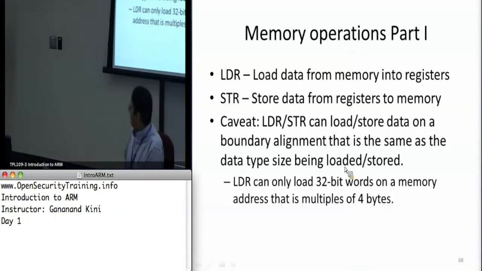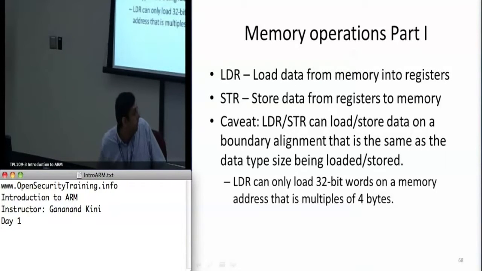One of the caveats that I found from the manual was that load and store can only load and store data on the boundary alignment that is the same as the data type being used in the program. An example of this is that load can only load 32-bit values on a memory address that's 4-byte aligned. But you can also do things like half-word aligned memory accesses. And if you want to deal with 64 bits, you actually have to translate that into two 32-bit moves.